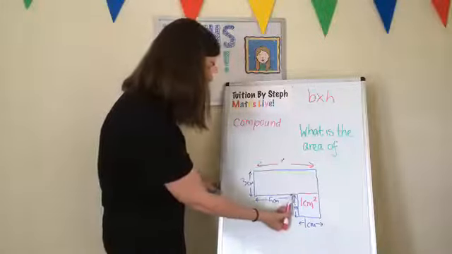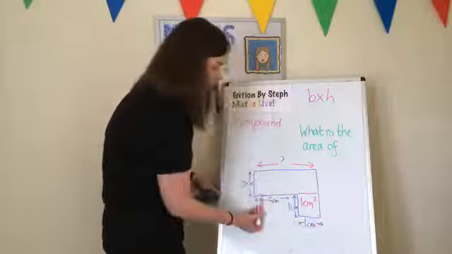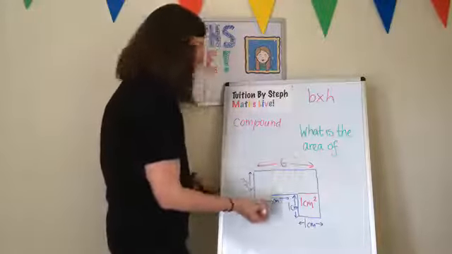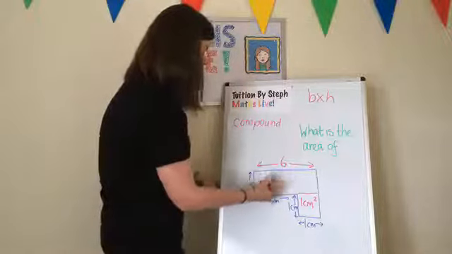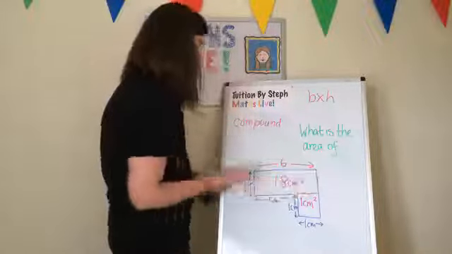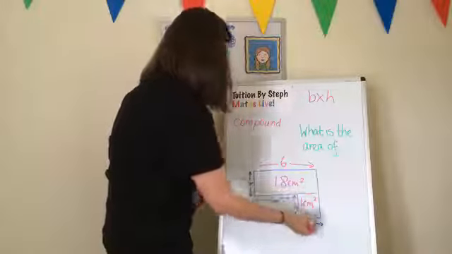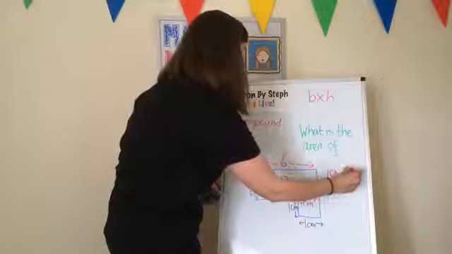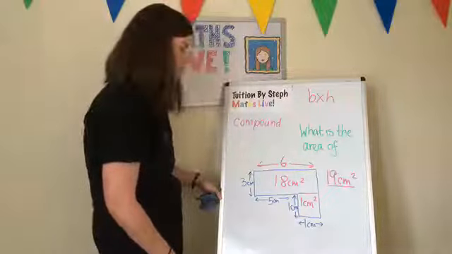So is there any parallel lines that can help me with that? Well, we've got 5 coming across here. And then the 1 coming across here. So 5 plus 1 is 6. So then there's 6. So I've got my base times my height. So 6 times 3 is 18 centimetres squared. And then I add those together. So I've got my 18 here and my 1 there. So that's 19 centimetres squared. That is the area of my compound shape.